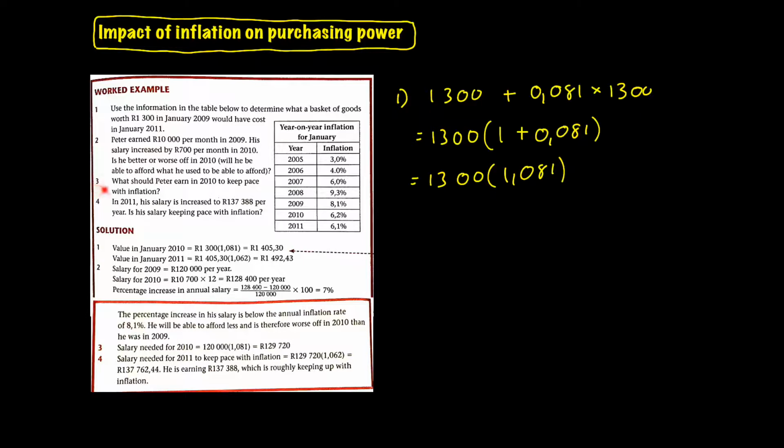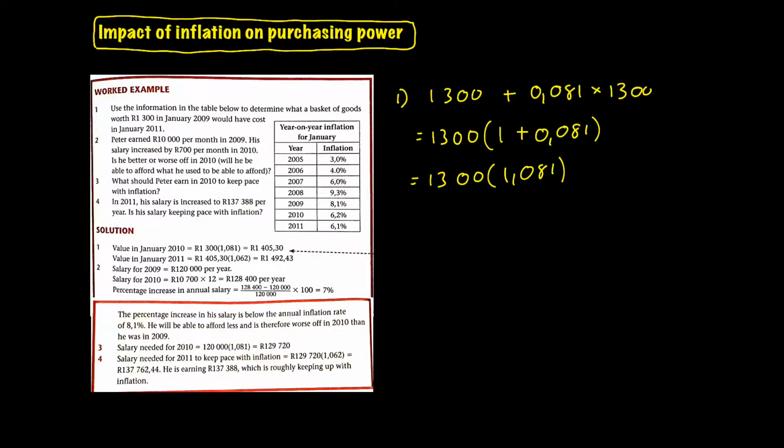Right, question 3. What should Peter earn in 2010 to keep pace with inflation? That means he must earn exactly enough to be able to buy exactly what he could in 2009 in 2010. So all we need to do then is increase his salary by the inflation rate, which is what is done here. So his salary for 2010 is 120,000 times 1,081.